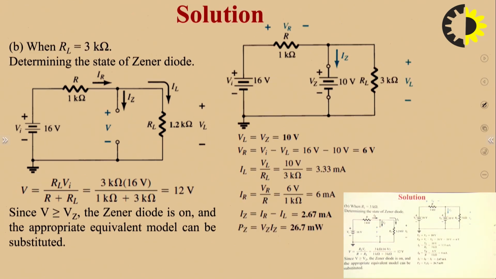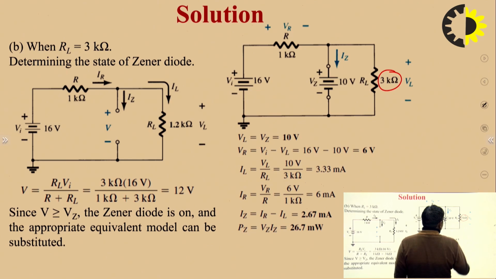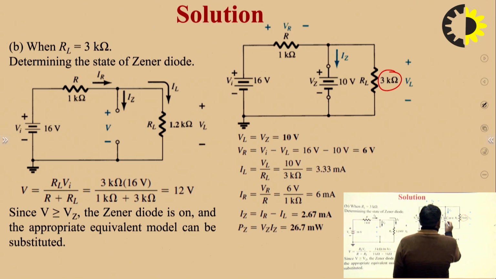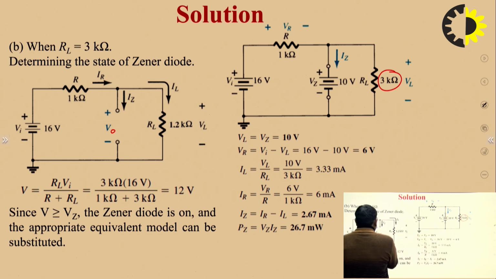And the second part is, if the load resistance varies from 1.2 kilo ohm to 3 kilo ohm, in this question we easily calculate the open circuit voltage. The open circuit voltage is calculated by the potential divider theorem.